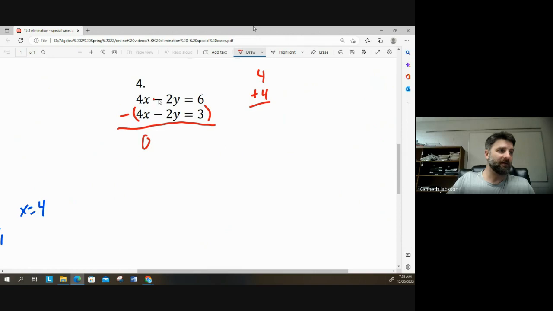-2 minus -2, two negatives would make that a positive, would also be 0. And 6 minus 3 would give me 3. 0 equals 3. My variables have both been eliminated. That's a false statement, so I would say no solution, meaning those lines don't cross.